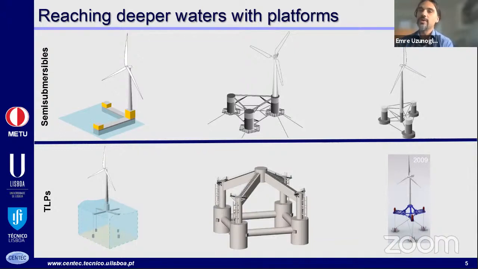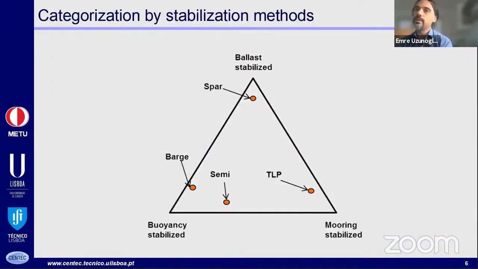But when you want to classify them, you can classify them by relying on their stabilization methods. This is a triangle that represents the three options that you have. One is ballast stabilized platforms, the other one is buoyancy stabilized platforms, and the third one is mooring stabilized platforms. In reality, all of them use a combination of these methods, but they rely primarily on one of the options. So this is an older work coming from 2007, and I believe it can be extended slightly further. It can be detailed a bit further.